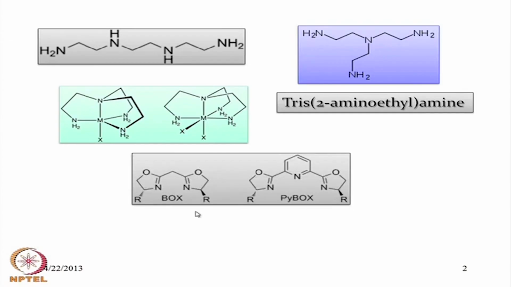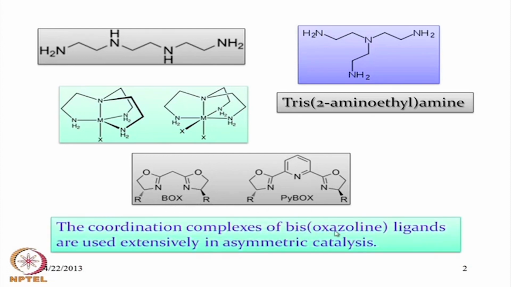Then we can have another type of ligand which is very useful in organic synthesis, known as box, which is abbreviated as box, which is a bis-oxazoline type of ligand. So, the bis-oxazoline type of ligand is abbreviated as box because this is the oxazoline ring.